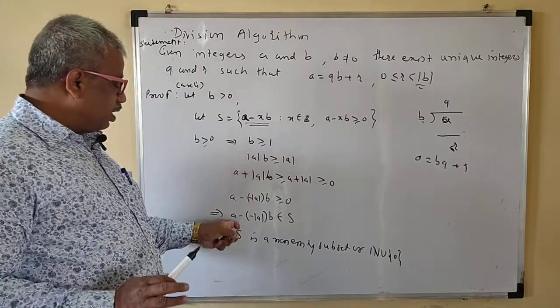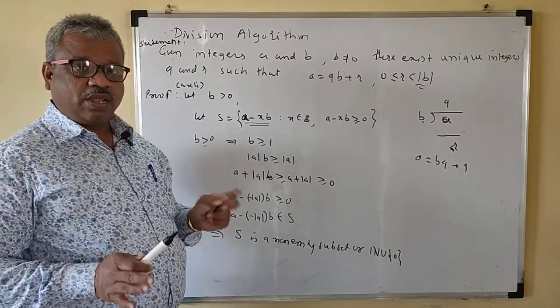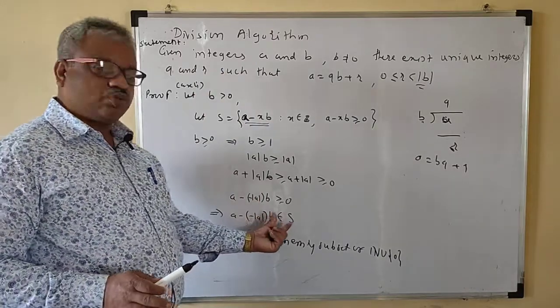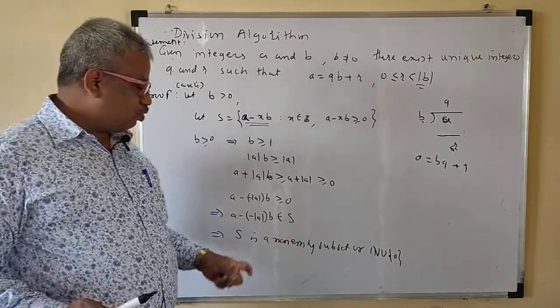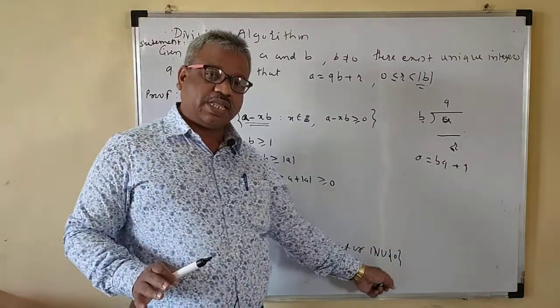So what we have proved is that, given only a and b, there is at least one element in S. That means S is not empty. S is a non-empty subset of the set where the number is greater than or equal to 0, that means the natural numbers with 0.